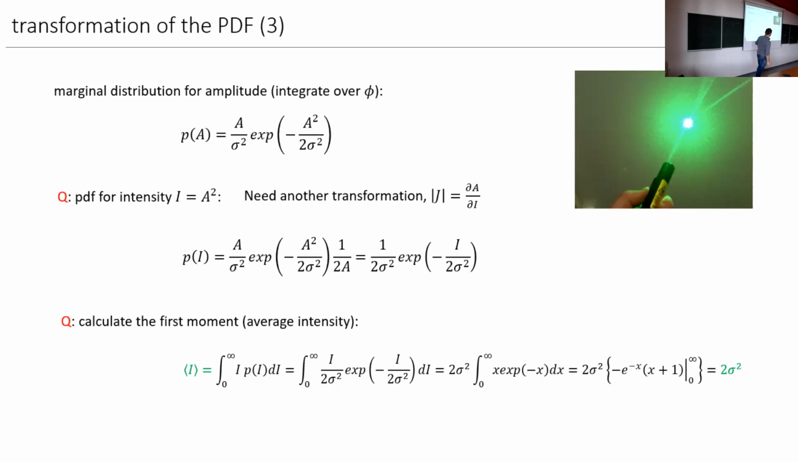You can verify this later, but if you do that, the answer is 2 sigma squared, the same 2 sigma squared as here. It's the average intensity. So the final expression for the probability density function for intensity in the speckle pattern is this exponential distribution parameterized by the mean intensity. Mean intensity carries information about the sigma that was present in the underlying distribution.